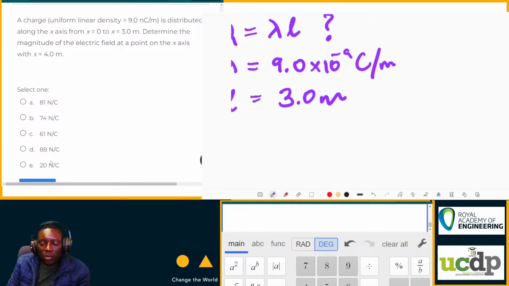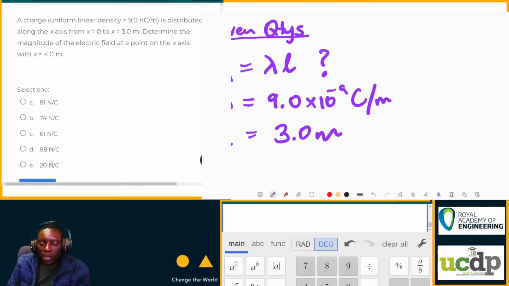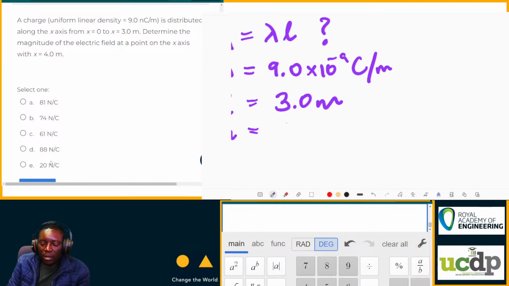What else do we need to highlight in the quantities? Do we have A? Yes, we do, sir. What is A? It's 1 meter. Thank you so much. A is 1 meter because we are measuring the electric field at x equals 4 meters, and the distance between that point of measurement and the end of the rod is 1 meter. 4 minus 3 is 1 meter.